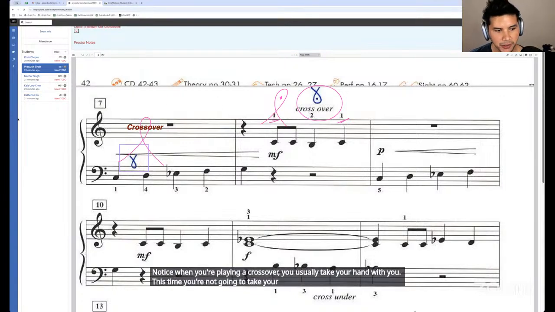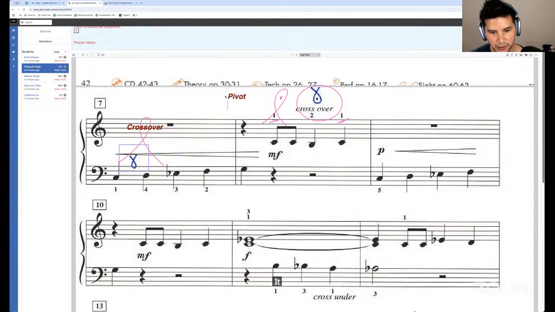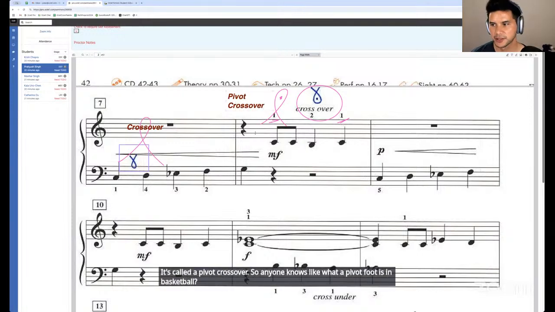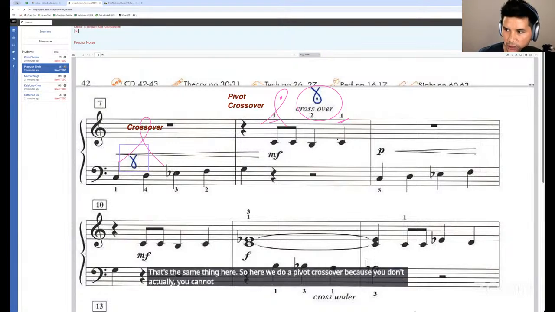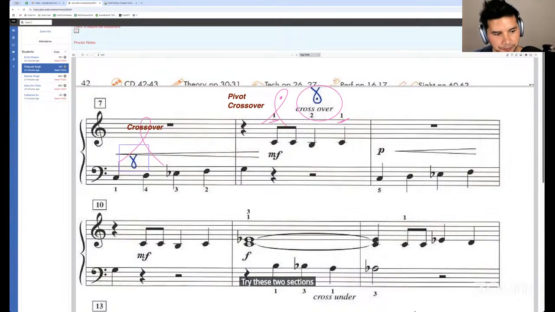So this is called, we took the word from basketball, a pivot crossover. So anyone knows what a pivot foot is in basketball? It's the same thing here. So here we do a pivot crossover because you cannot move your thumb. Your thumb is stationary in a position. Try these two sections and I'll call on somebody.